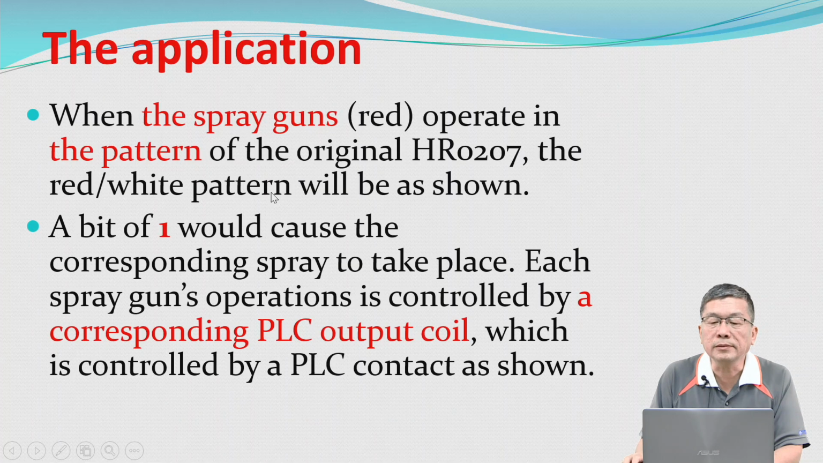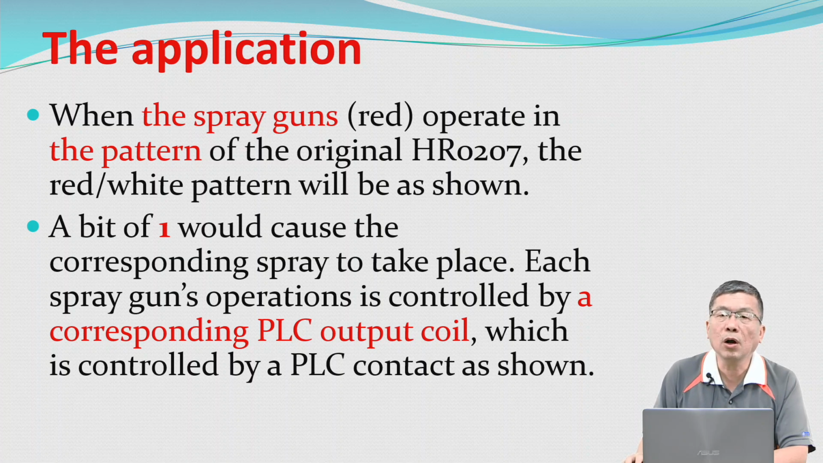When the spray guns operate according to the pattern in holding register 207, the red or white pattern will be as shown. A bit of 1 causes the corresponding spray to take place. Each spray gun's operation is controlled by a corresponding PLC output coil, which is controlled by a PLC contact as shown.